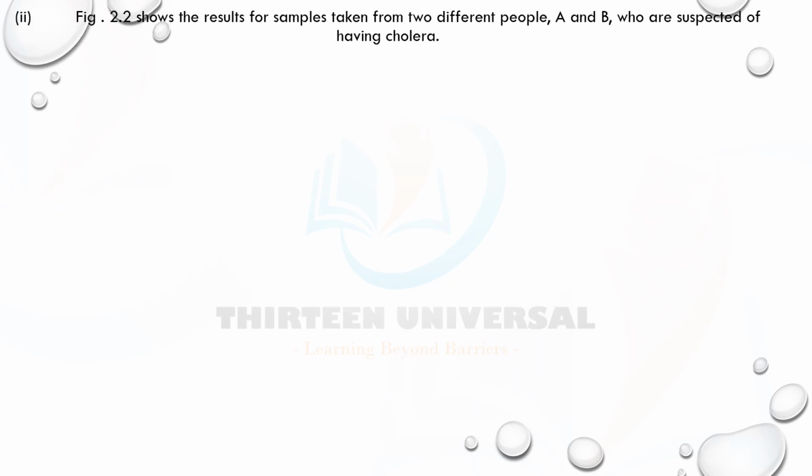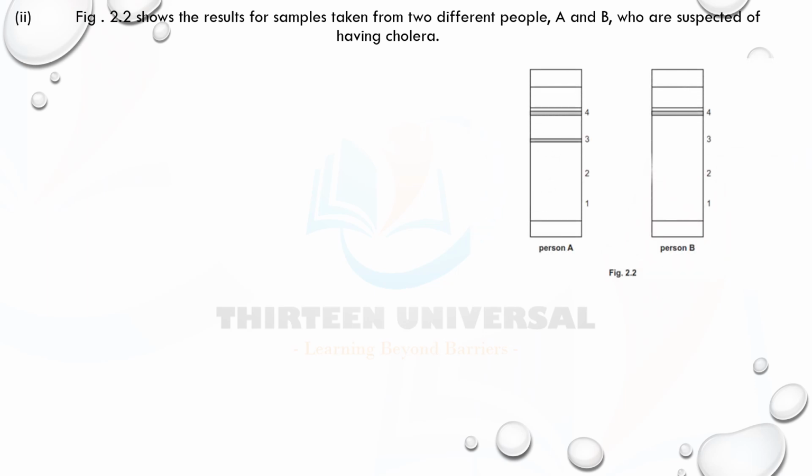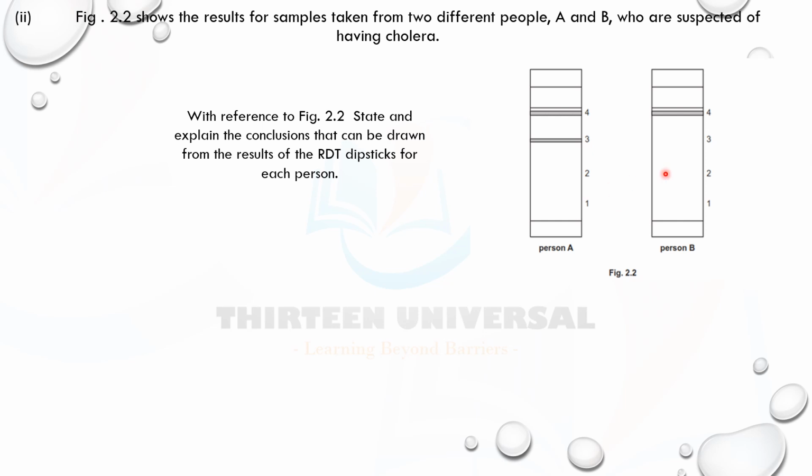2 marks. Fig 2.2 shows the results of samples taken from 2 different people, A and B, who are suspected of having cholera. If you're a doctor and you run a sample and this shows up, what does it tell you? With the knowledge of what we have done so far, with reference to Fig 2.2, state and explain the conclusion that can be drawn from the result of the dipstick for each person.